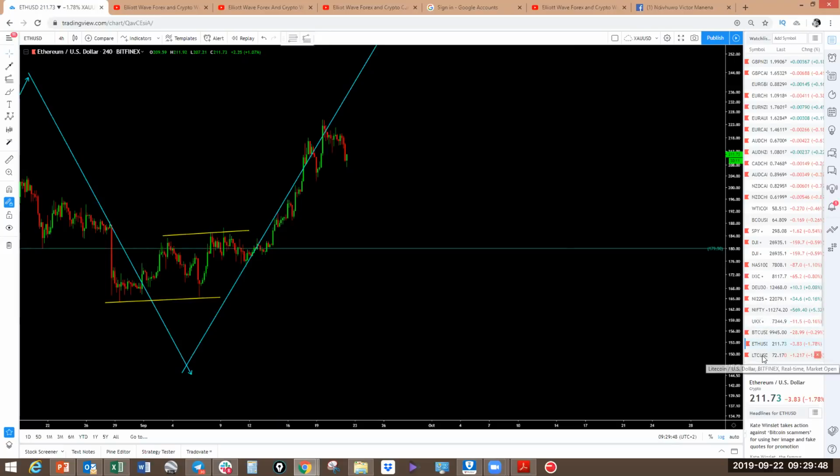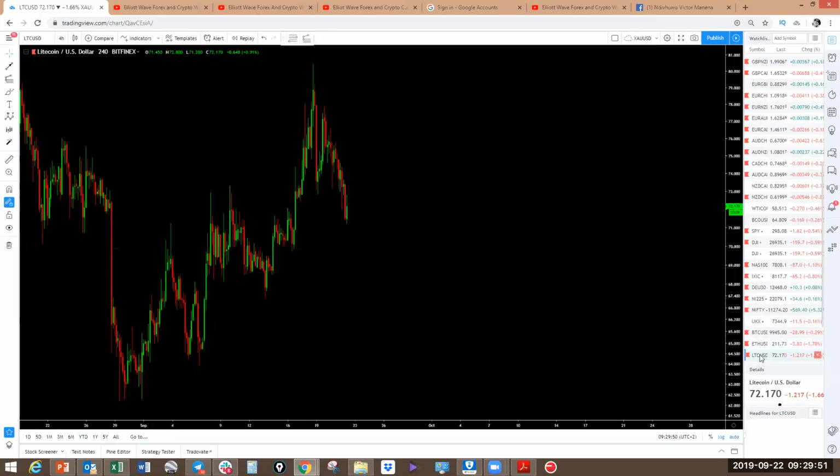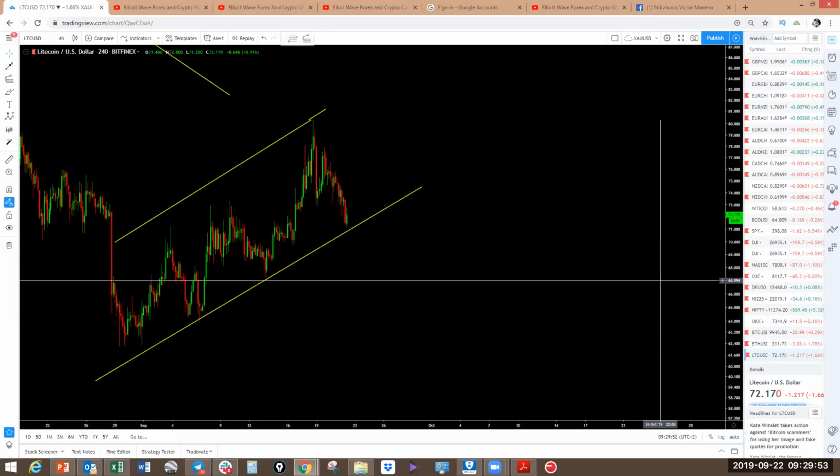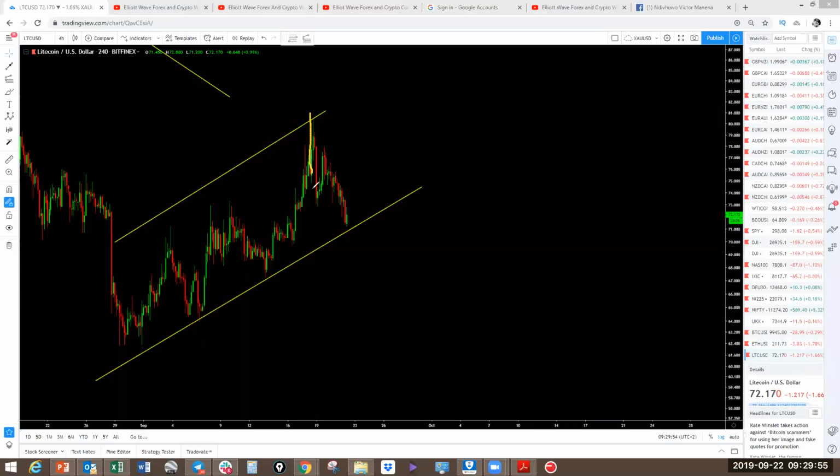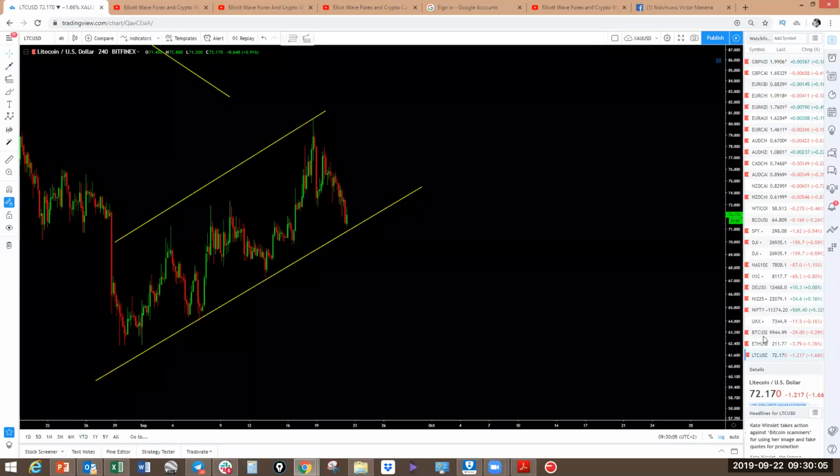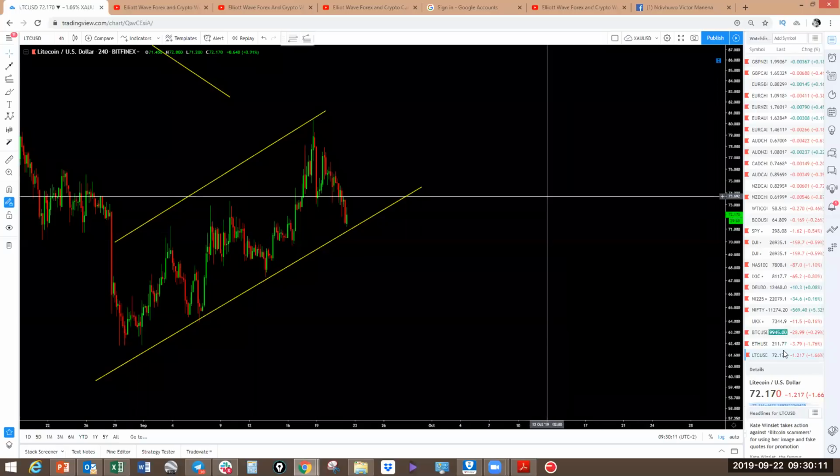And Litecoin also pulled back in 3 waves. This is a 3-wave pullback here. Expect a corrective structure here for one more move to the downside. Okay, that is Litecoin. And, no, Ripple rather.